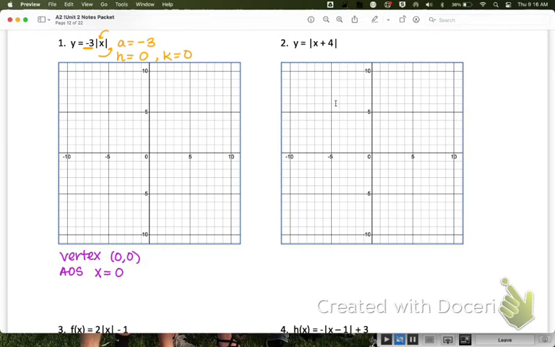Again, you always have to have the x equals because it's the equation of a vertical line, and it's always going to equal the x coordinate. Always, okay? So I start by plotting my vertex, which is 0, 0.